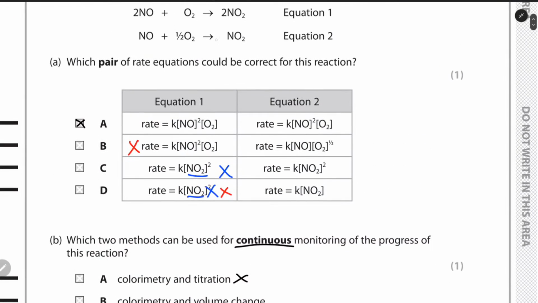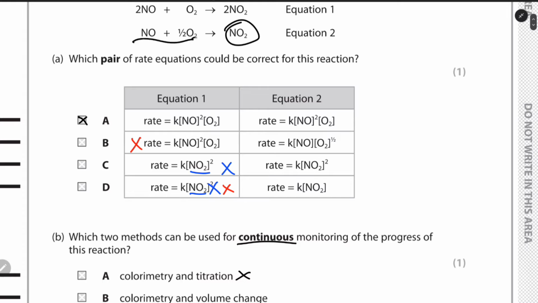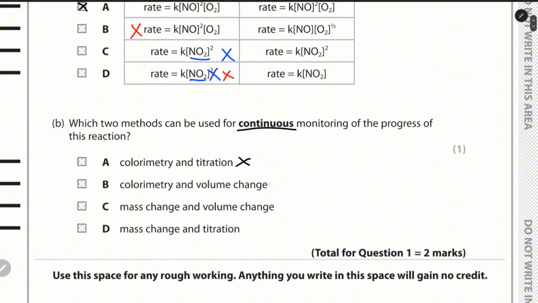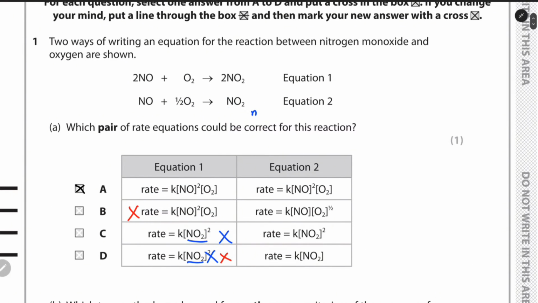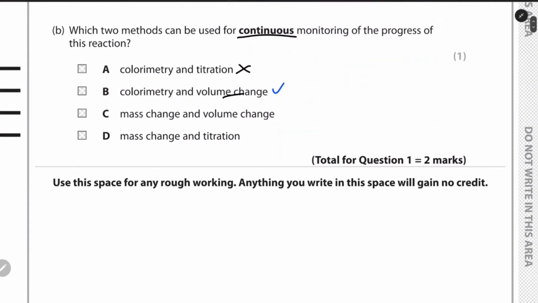Since we have nitrogen dioxide, this is a colored compound, while nitrogen monoxide and oxygen are colorless. So this is brown in color. So we can do this. We can also do it with volume change since there are 3 moles of gas on the left and 2 on the right. In this case it's 1.5 and 1. So we can do that.